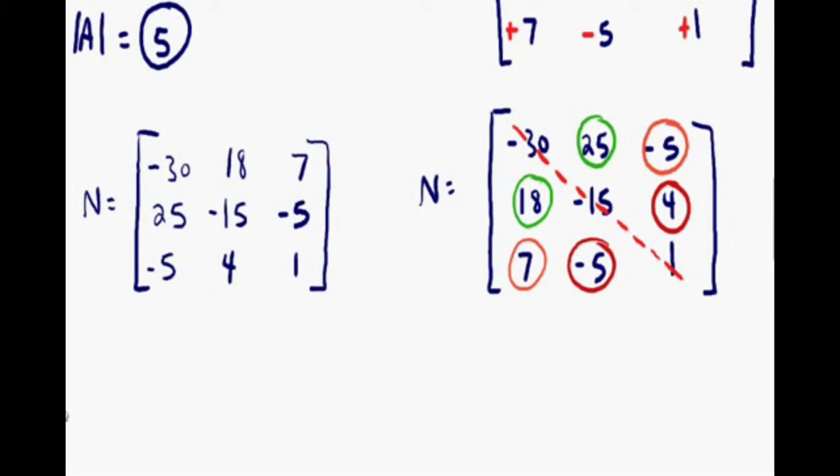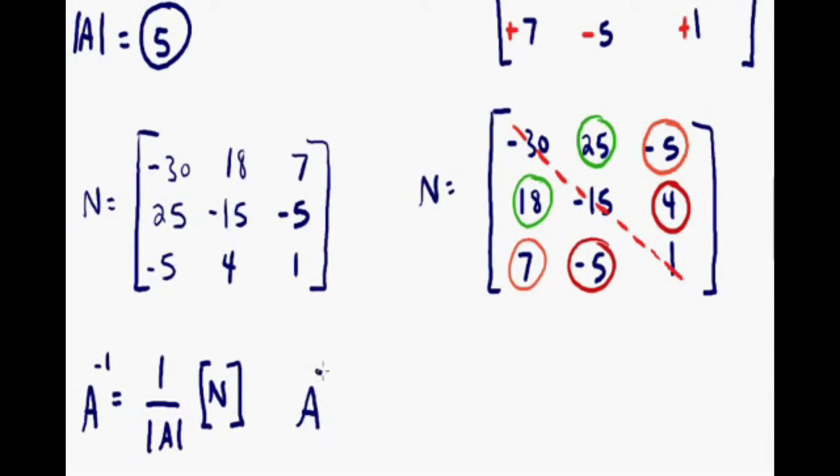So the formula for the inverse of our matrix A is equal to 1 over the determinant of A, all multiplied by this matrix N that we just found. So we know from earlier that the determinant of A was 5. So 1 over the determinant of A is going to be 1 over 5.